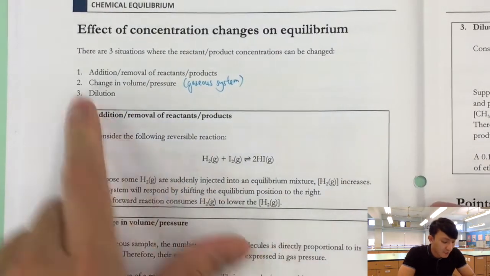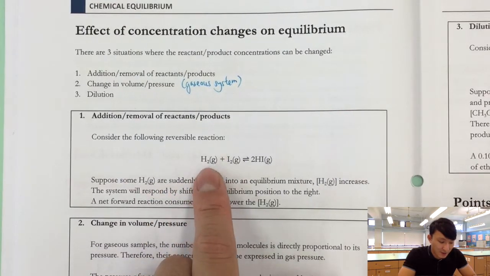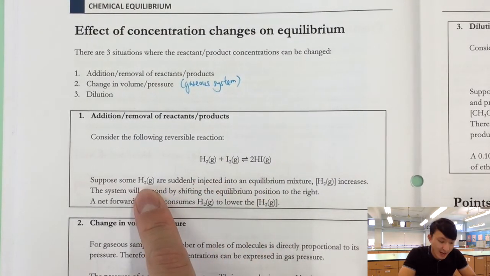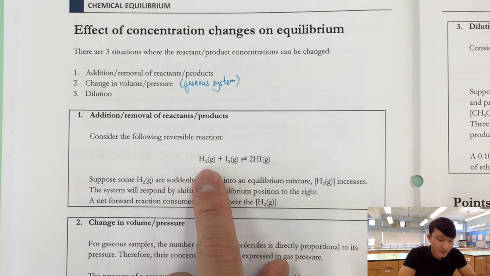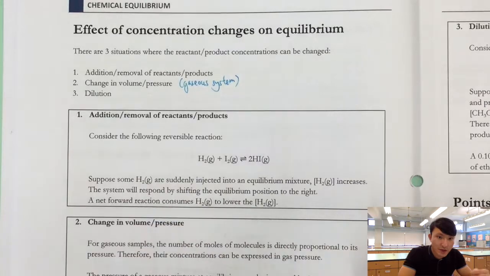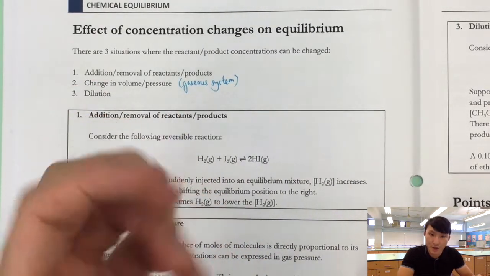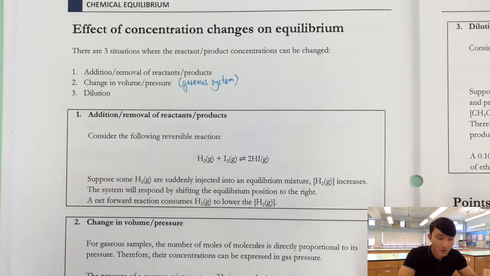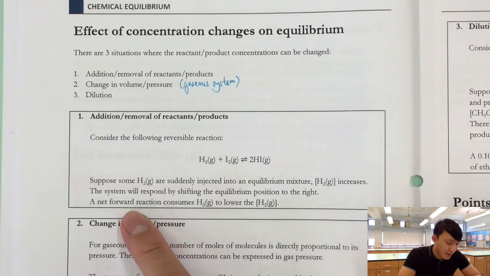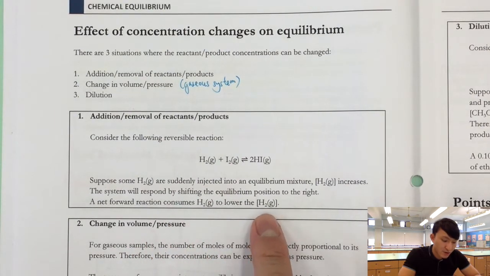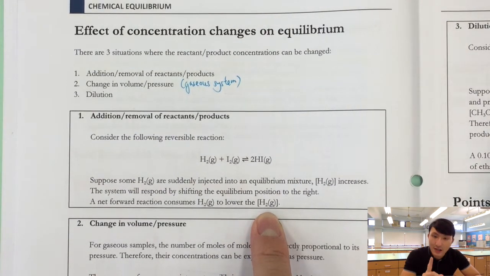Now the first one, add and remove, this one should be very obvious. Let's just say in this equilibrium system, when we add hydrogen gas, then the concentration of hydrogen increases, and equilibrium will definitely shift to the right, because by shifting to the right, it will consume extra H2 and therefore lower the H2 concentration. So it will shift to the right, and therefore the net reaction consumes H2 to lower H2 concentration.